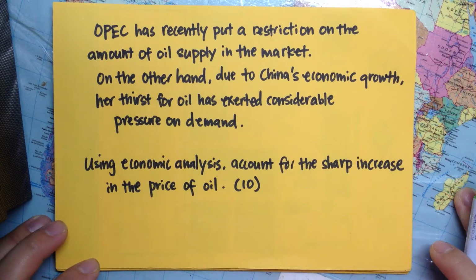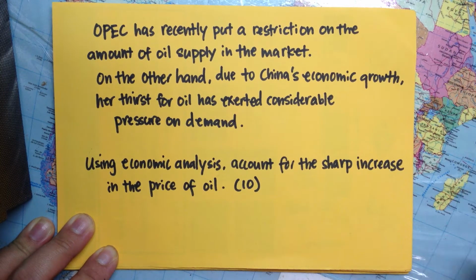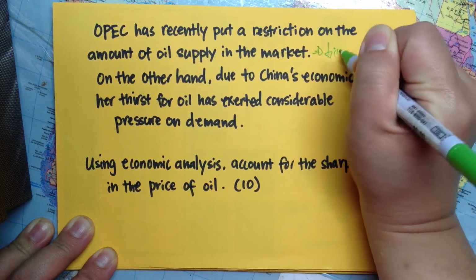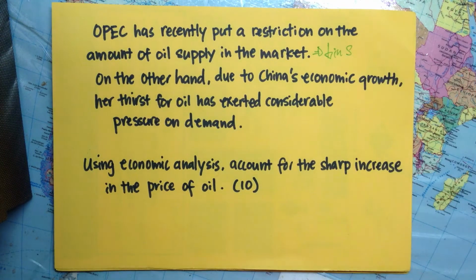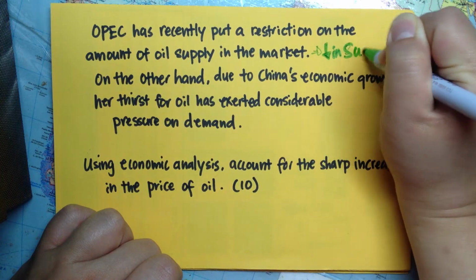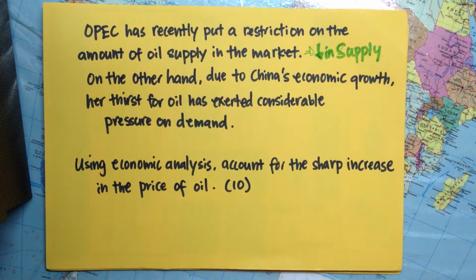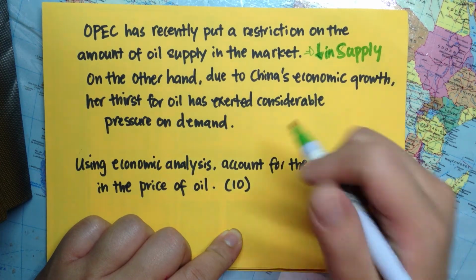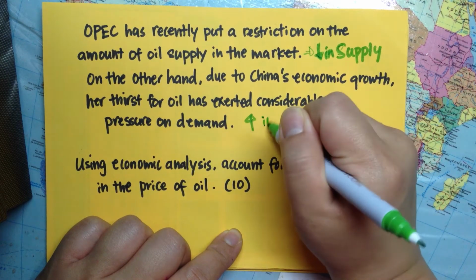So OPEC has recently put a restriction on the amount of oil supply in the market. Because of the restriction, there is a decrease in the supply of oil in the market. On the other hand, because of the economic growth, there is a pressure on the demand for oil, and hence because of this, the demand for oil increases.